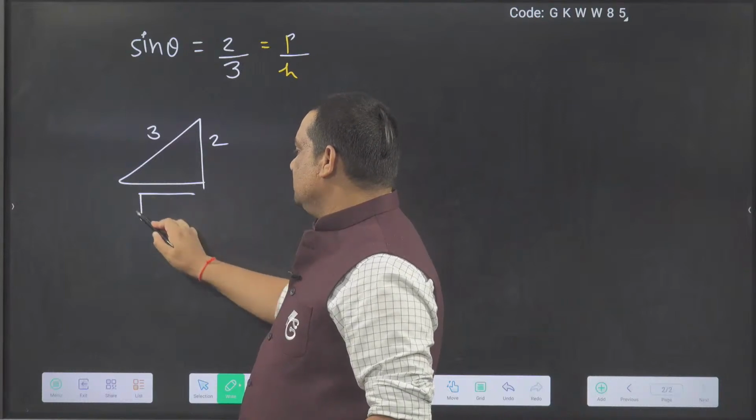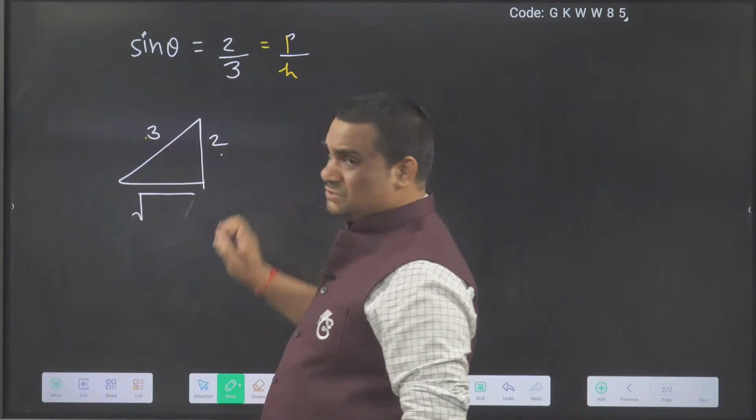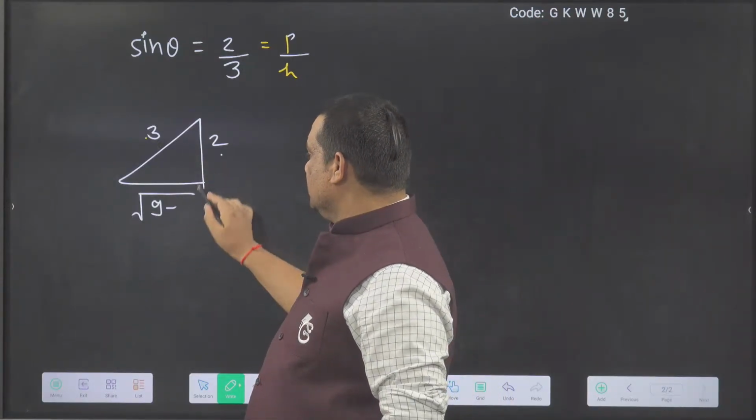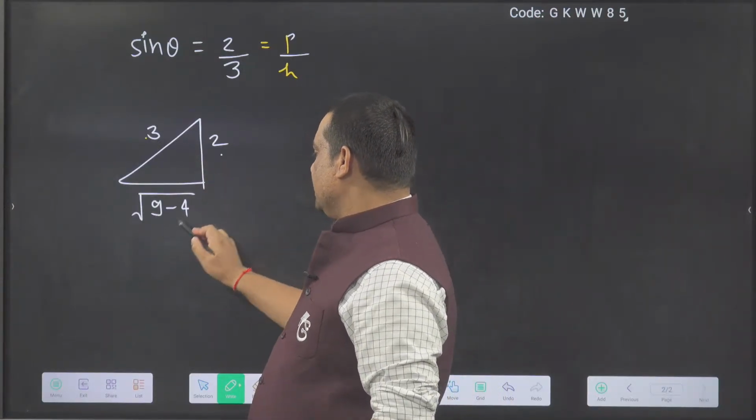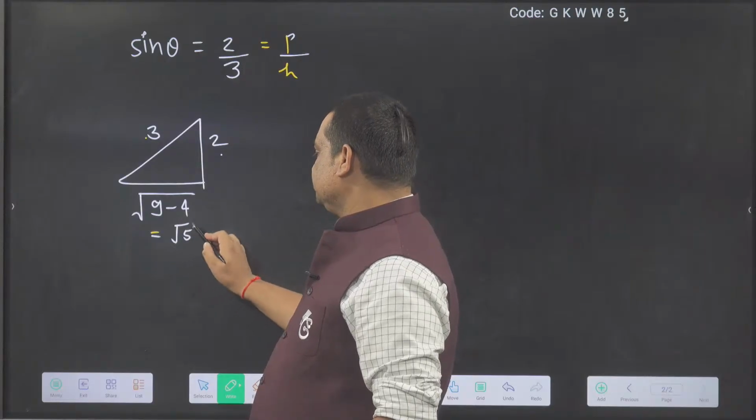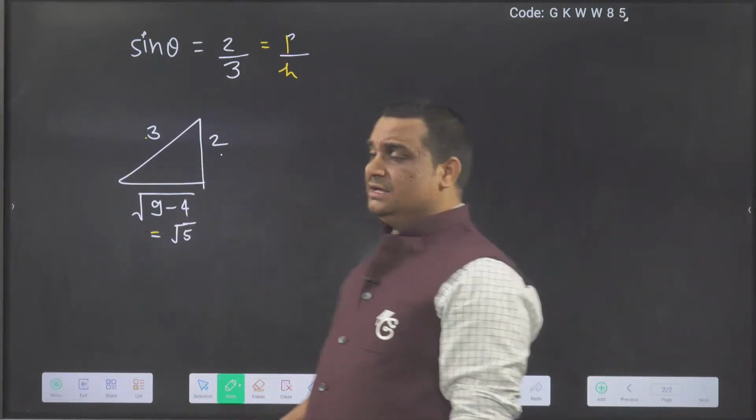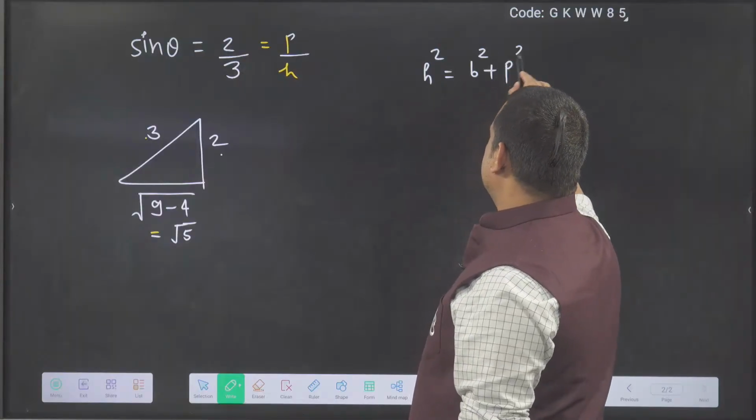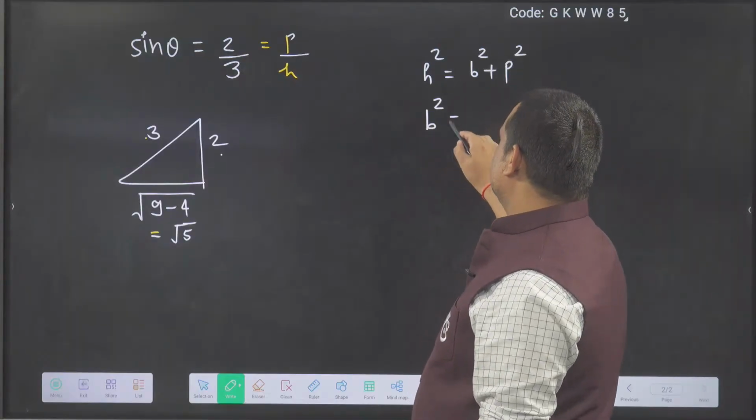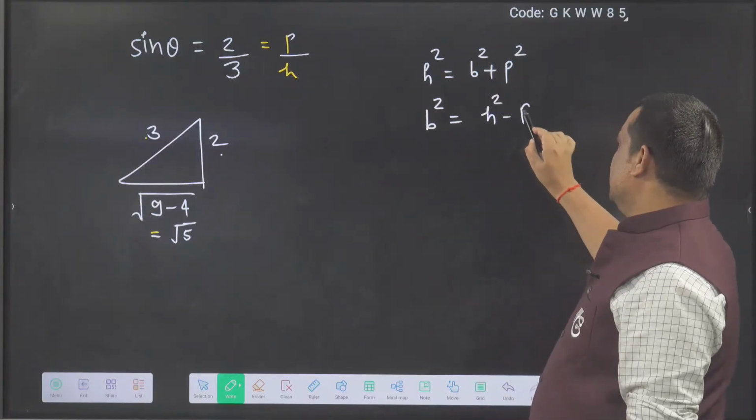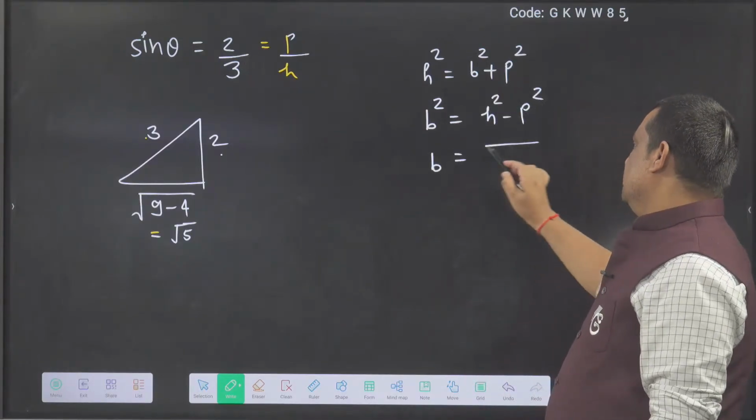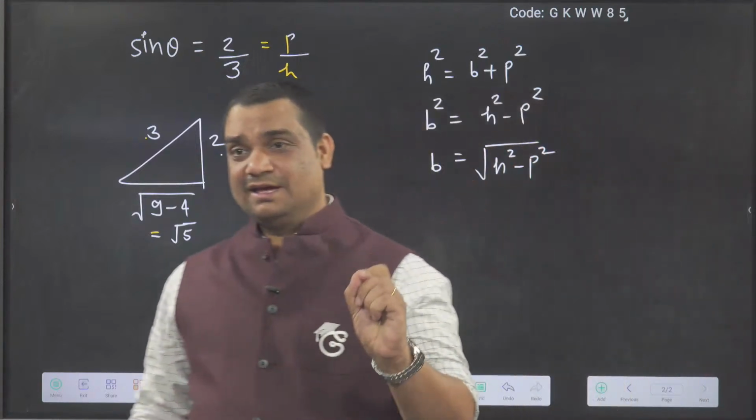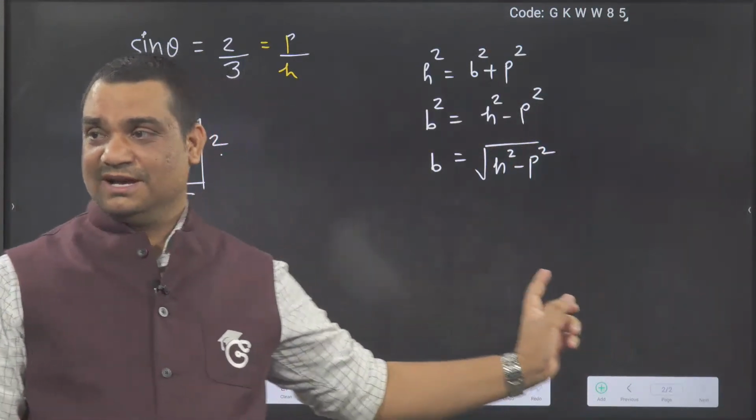This base will be equal to the square root of this square minus this square. So we can write 3 square, that is 9, minus 4, which is going to be √5. I hope we are clear with this. I have written directly that h square is equal to b square plus p square. So I need b square, so it becomes h square minus p square, and then b will be equal to root of h square minus p square.